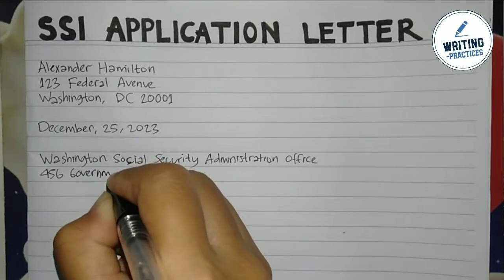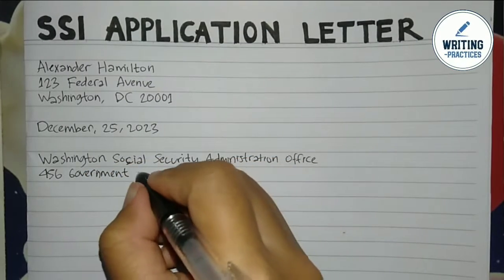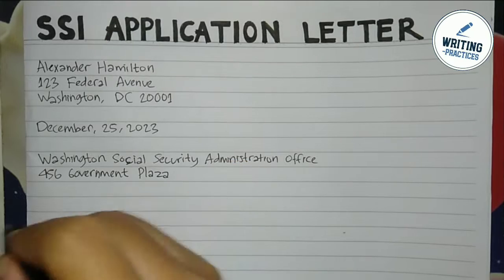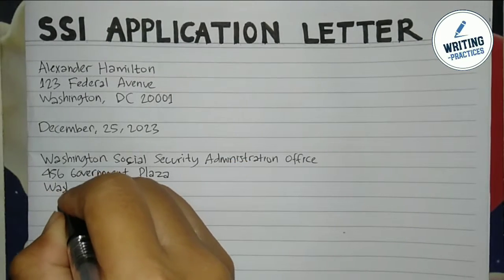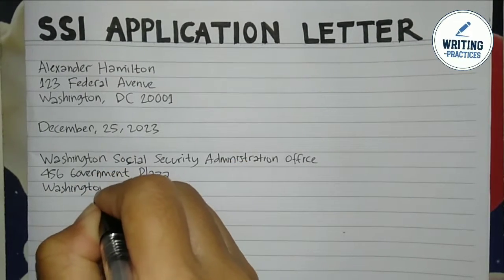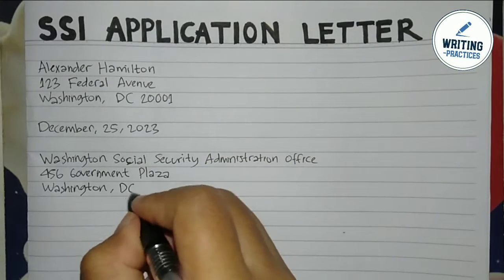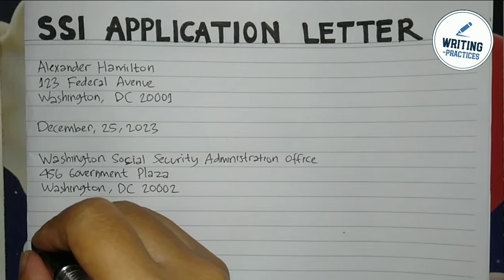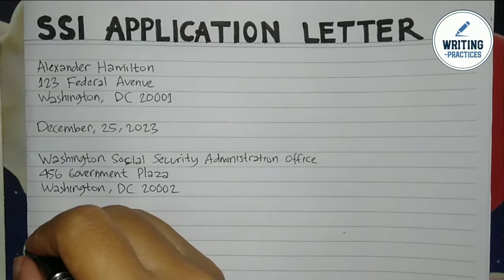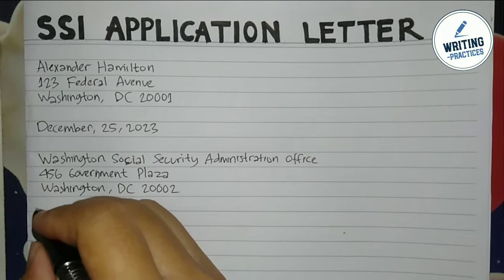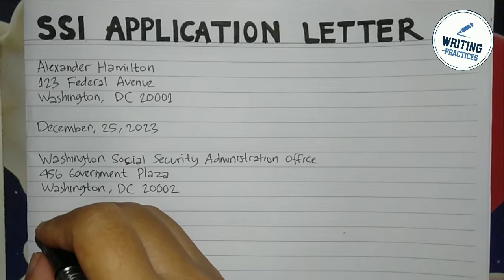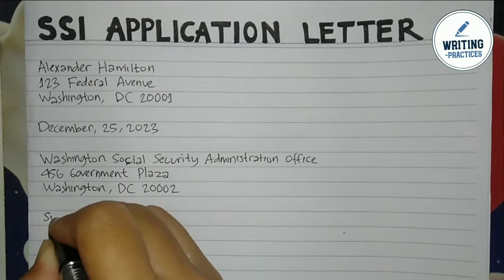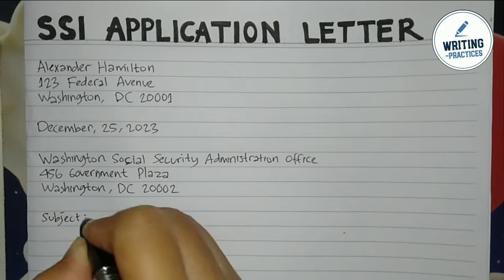Check this out. First of all, you need to write your full name. And then, write your home address. You can also add your phone number and email address. After that, write the date of the letter. You can use the format of month, date, and year. And then, write the information about the recipient. You need to write the recipient's name. If you have no idea, you can simply write the name of the office.